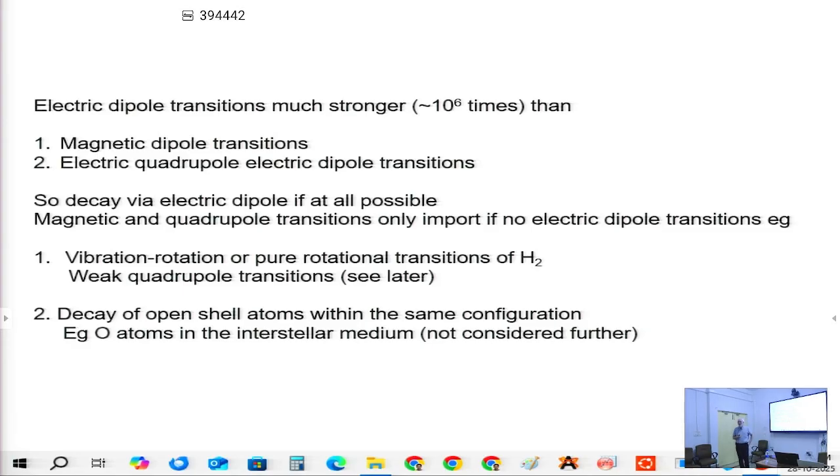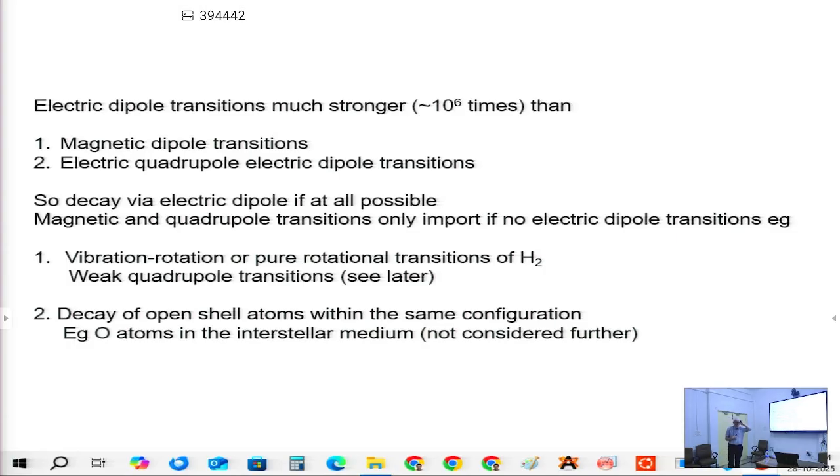We've already said that the universe is composed of hydrogen. A significant amount of that is hydrogen molecule, H2. And H2 does not have a permanent dipole. So actually, quadrupole transitions are important in H2. We'll discuss those. So these quadrupole selection rules will come back.